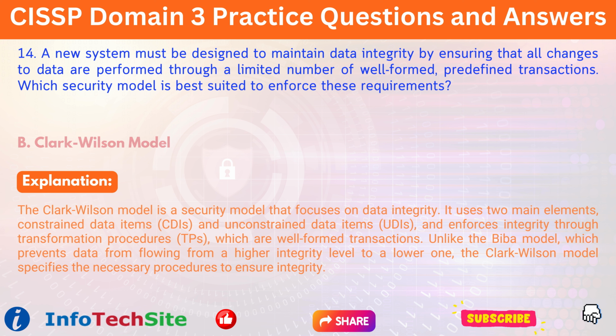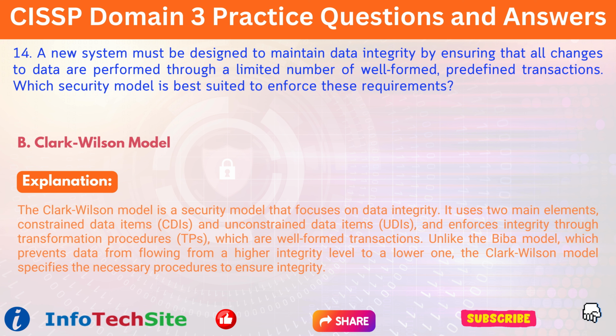Clark-Wilson model. Explanation. The Clark-Wilson model is a security model that focuses on data integrity. It uses two main elements, constrained data items (CDIs) and unconstrained data items (UDIs), and enforces integrity through transformation procedures (TPs), which are well-formed transactions. Unlike the Biba model, which prevents data from flowing from a higher integrity level to a lower one, the Clark-Wilson model specifies the necessary procedures to ensure integrity.